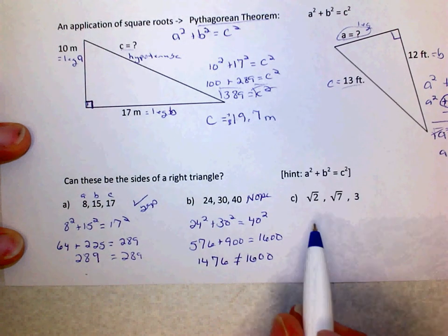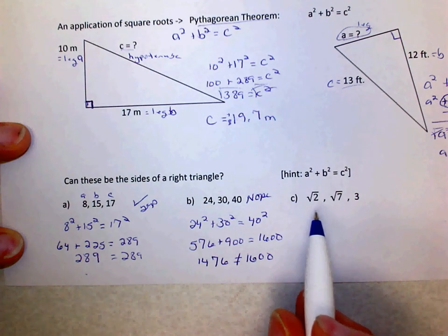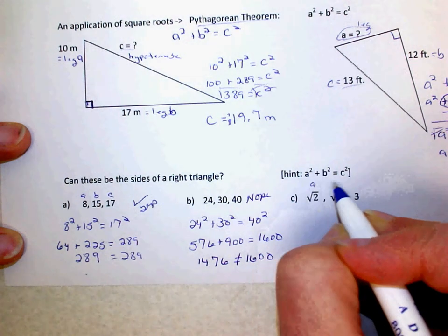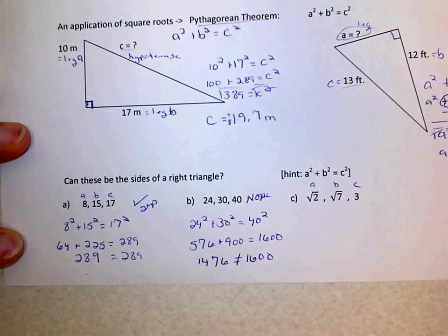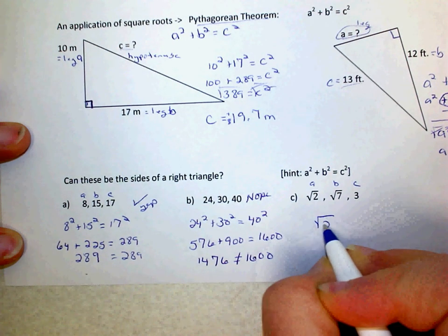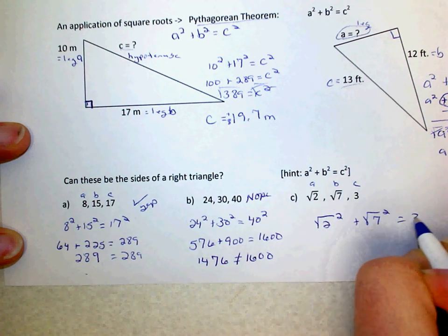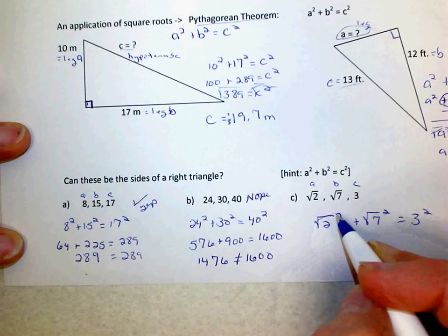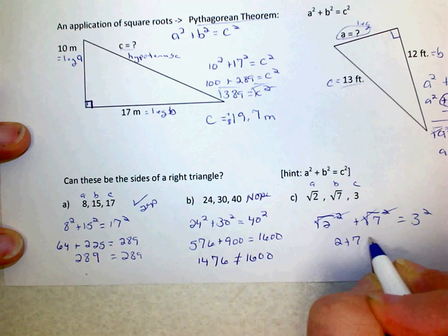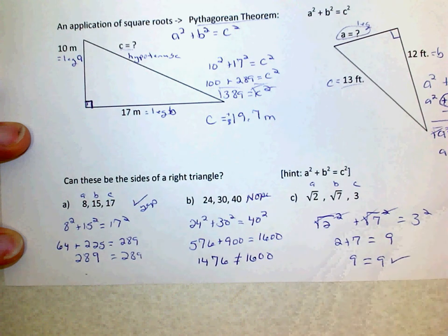Ooh, what about number C? And this happens to be number last as well. Well, guess what? We don't treat this any different. Okay? Square root of 2 squared plus the square root of 7 squared equals 3 squared. Square root squared, chop chop, chop chop. And 2 plus 7 equals 9, and yes, 9 equals 9. This one checks out, so yep, that one works.